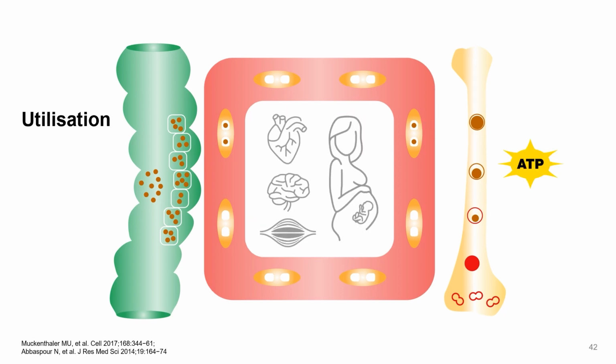What is not often recognized is that the rest of the iron is needed in every single cell of the body, the heart, the brain, the muscle, the fetus, any cell in the body, to produce ATP, which is your primary energy molecule. And you need iron in many different steps of ATP production.